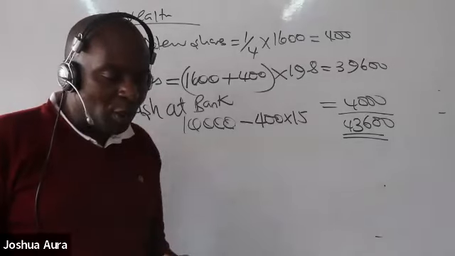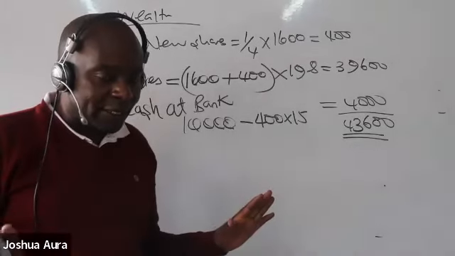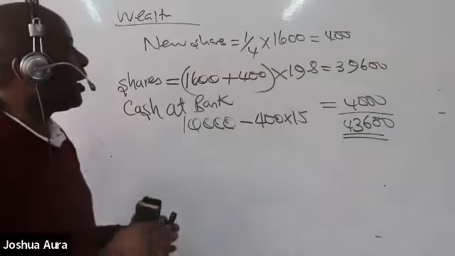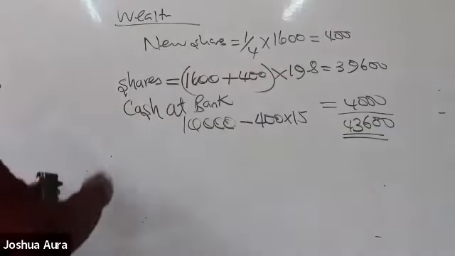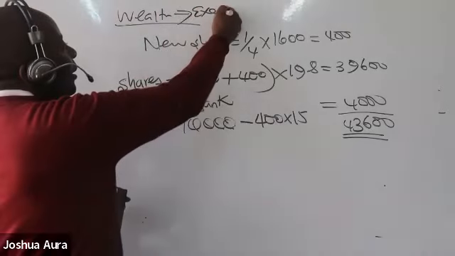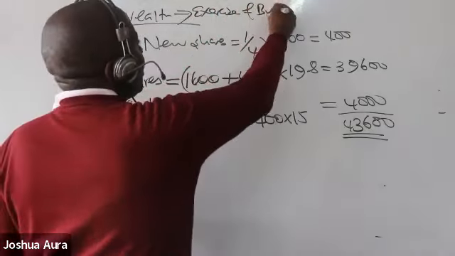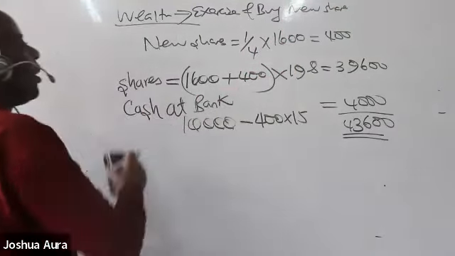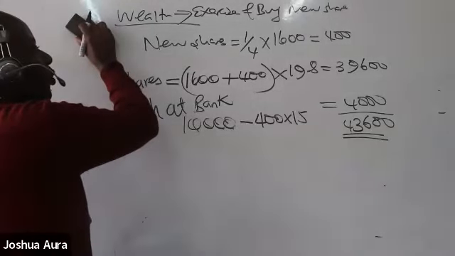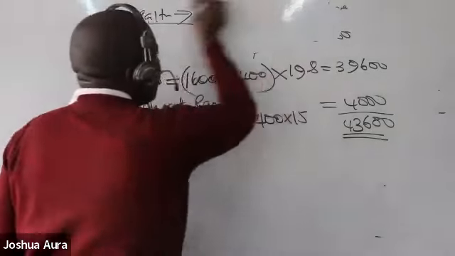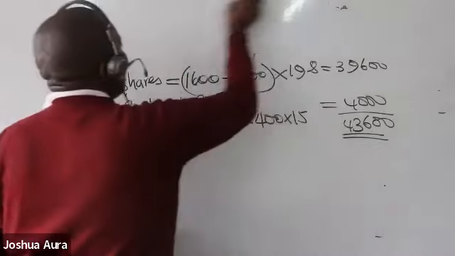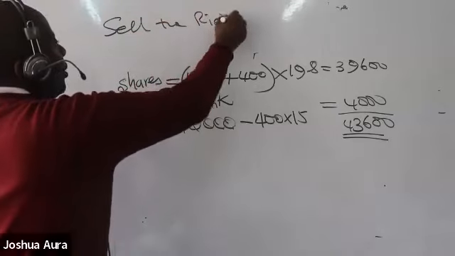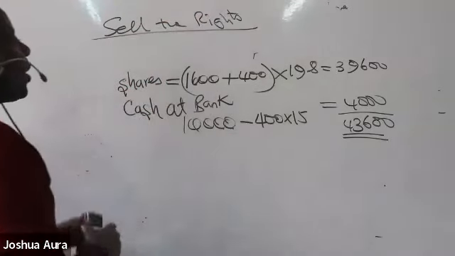Number two now is where they want us to sell all our rights. We're not buying. We are selling all our rights. Remember, the first scenario is where we exercise and buy new shares. The second scenario is where we sell the rights.